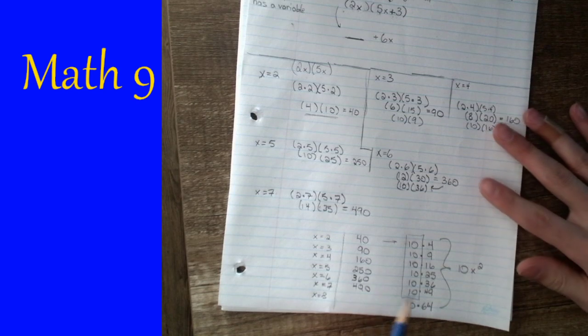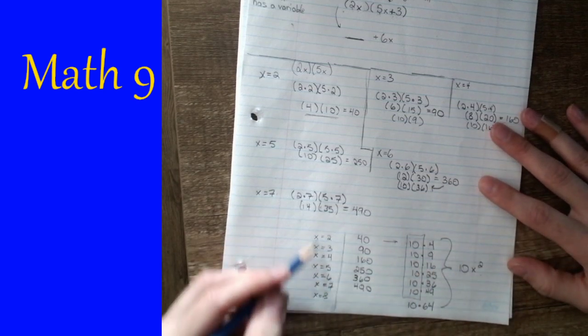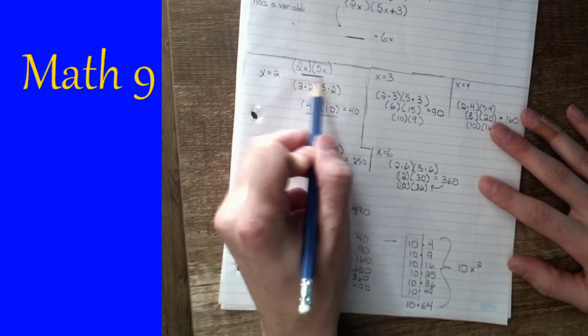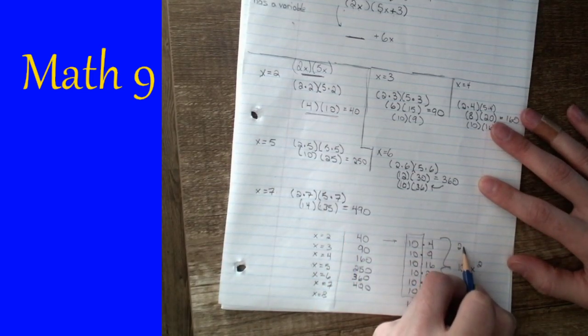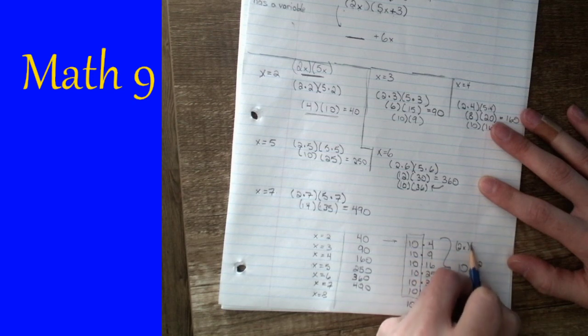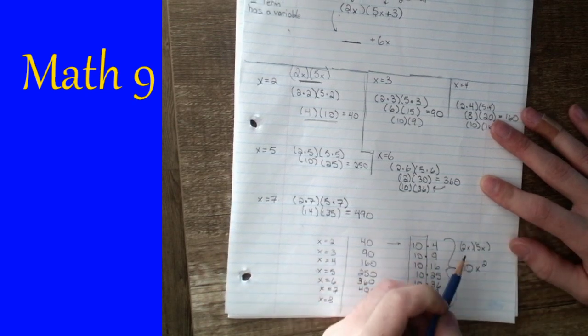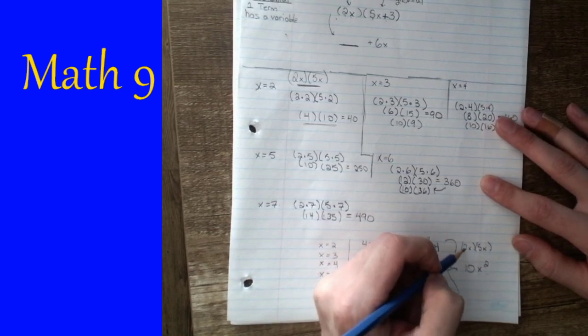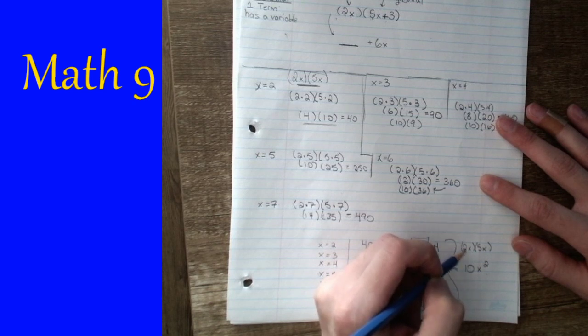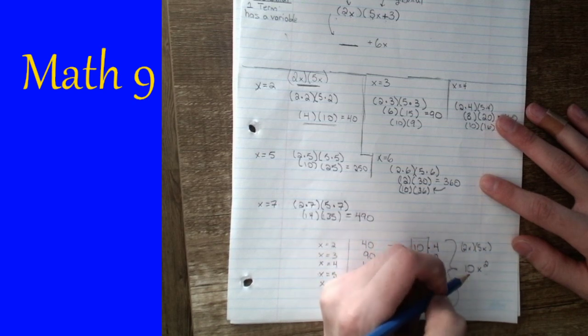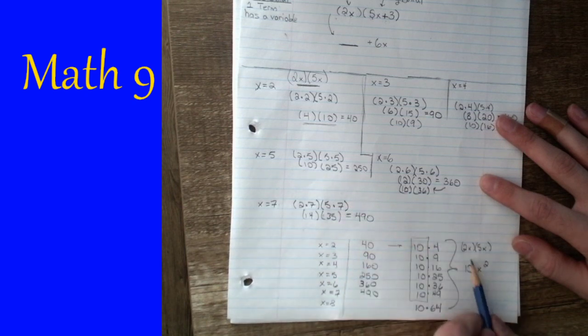Remember where this all came from: 2x multiplied by 5x. So it would seem that when I have 2x multiplied by 5x, I get 10x squared. And so, let's examine where each thing comes from. 2 times 5 is 10. That's where my 10 kept popping up from. And then we have x multiplied by x.